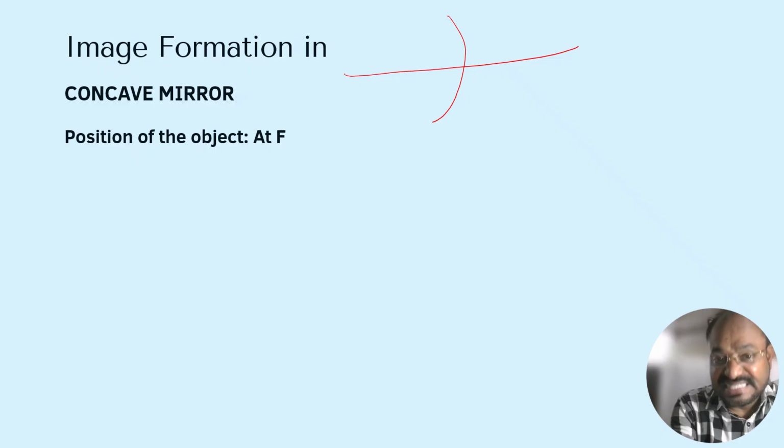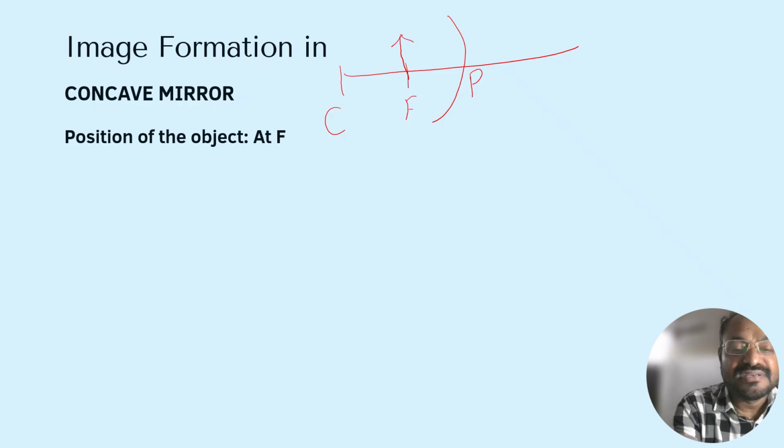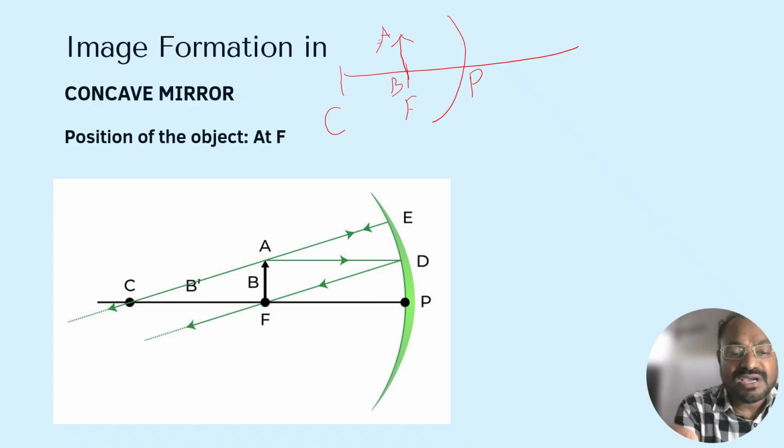Now the object is positioned at F. As usual, you have to draw the concave mirror, draw the principal axis, mark the point P, mark the point F, and mark the center of curvature C. Now the object is going to be placed exactly at F. So exactly at F, AB is going to be the object. Two rays will be emerging out. One ray will be parallel to the principal axis.